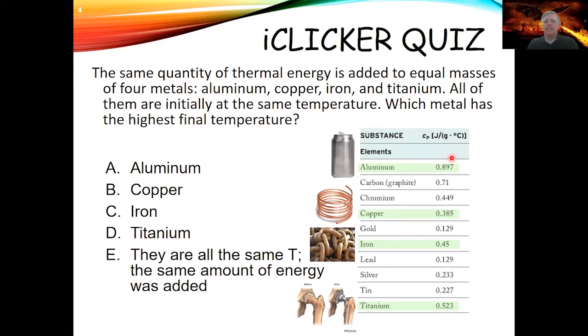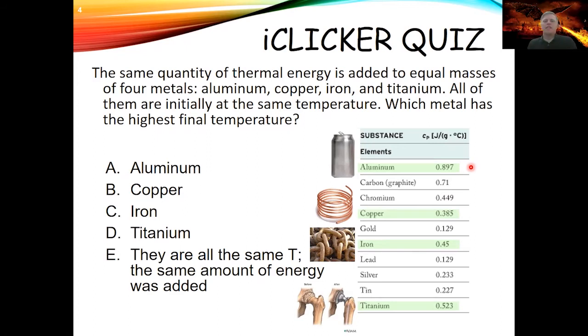Aluminum has the highest heat capacity here at 0.897. Copper has the lowest at 0.385. Iron and titanium are both in the middle there. So if I put the same amount of heat in each of these, which is going to get hotter faster? Well, for aluminum, having a high heat capacity means that if I put a lot of heat into it, the temperature just raises a little bit. Whereas with copper, with a low heat capacity, what that means is that if I put a little bit of heat in, the temperature changes more quickly.